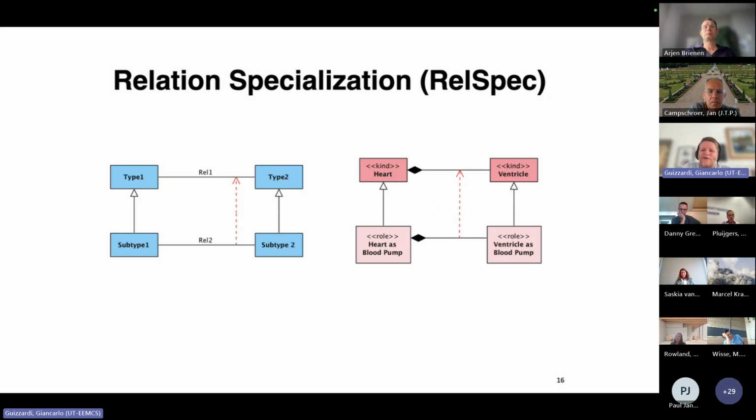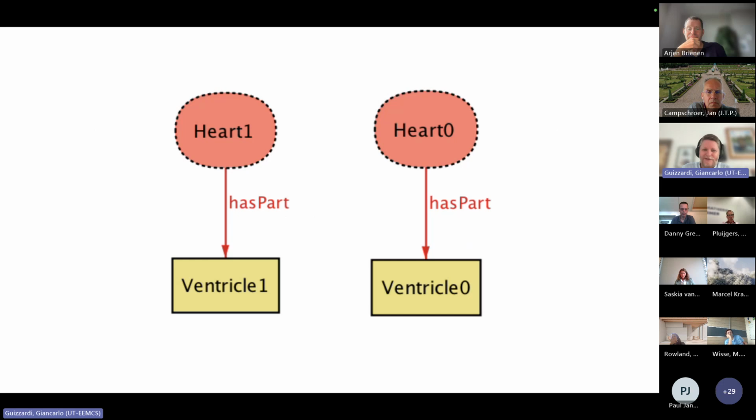So, for example, heart is composed of ventricles. For the heart to play the role of a blood pump, the ventricle has to play the role of a pump. So you still have this relation, but there is a constraint between these two relations. As you simulate this, you see this.